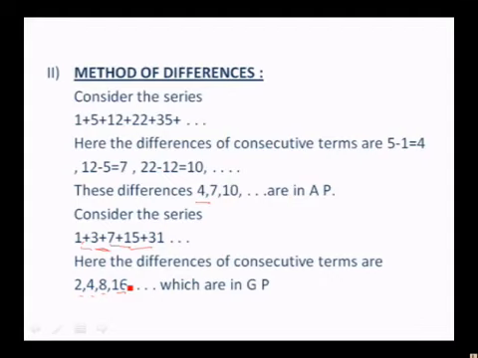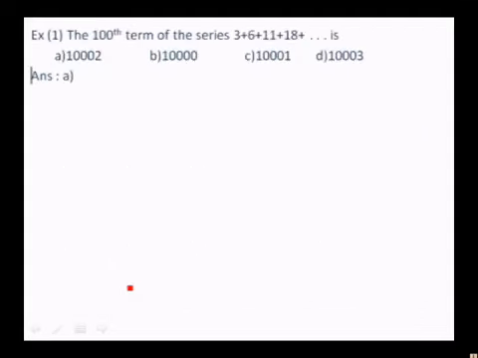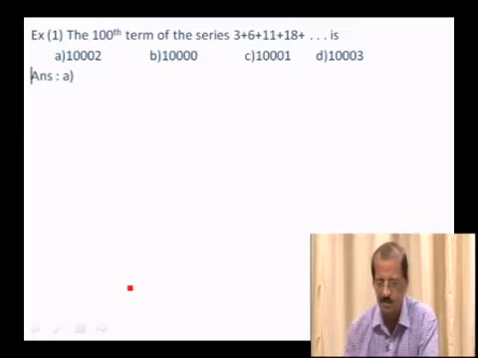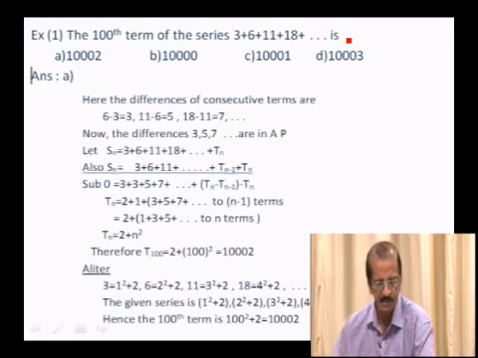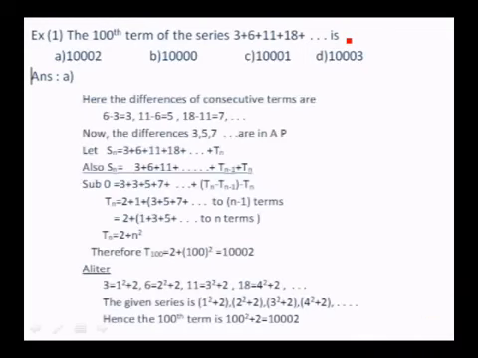ಸೊ ಈ ಥರದ ಮೇಲೆ ಪ್ರಾಬ್ಲಮ್ಸ್ ಬಂದಾಗ ಹೇಗೆ ಮಾಡಬೇಕು, the 100th term of the series 3, 6, 11, 18 etc. is ಅಂತ ಕೇಳಿದ್ದಾನೆ. ಸೊ ನಾನು ಈ 100 ಟರ್ಮ್ಗೆ ಏನು ಮಾಡ್ತೀನಿ, first I take this difference, 6 minus 3 is 3, 11 minus 6 is 5, 18 minus 11 is equal to 7. So these are in AP.